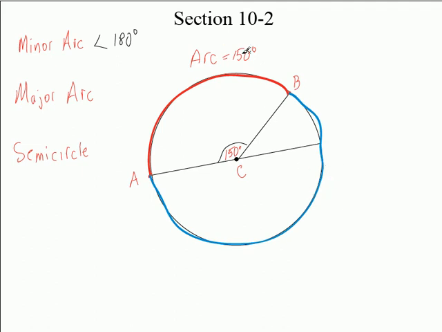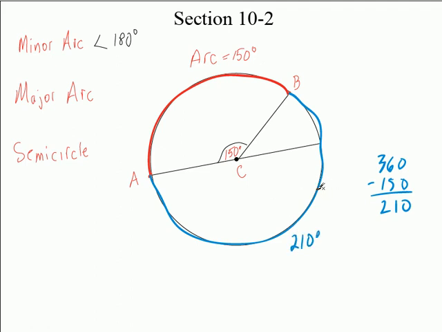Now watch. If the red one is 150, what is the blue one? How would you figure it out? It'd be 360 minus 150, correct? So that's a 0, that's a 1, that's a 2. So it's 210 degrees. All right.